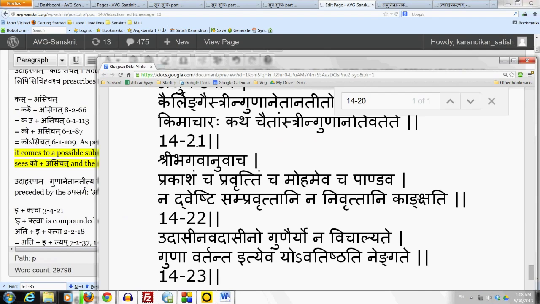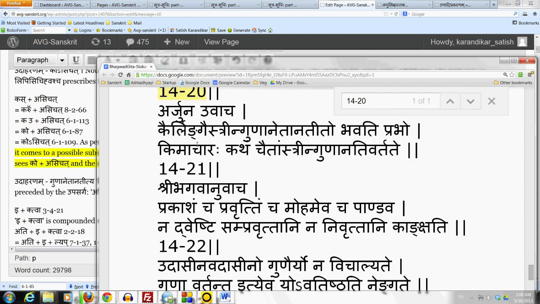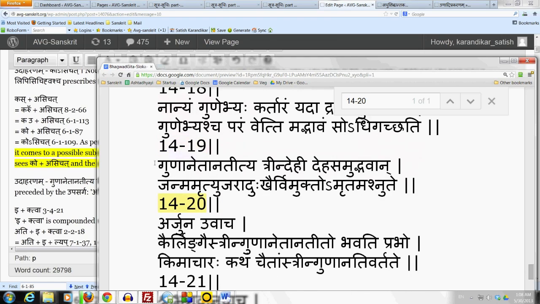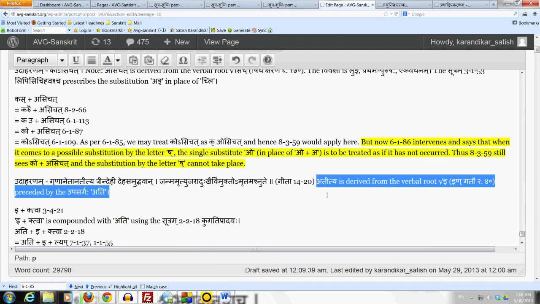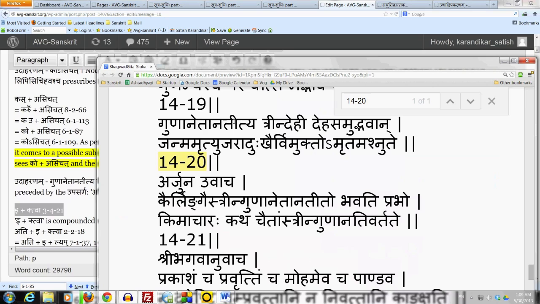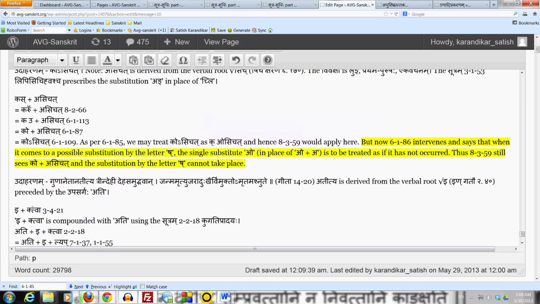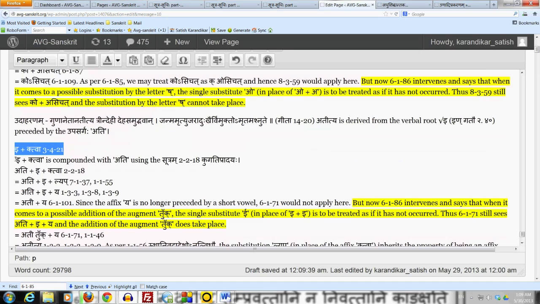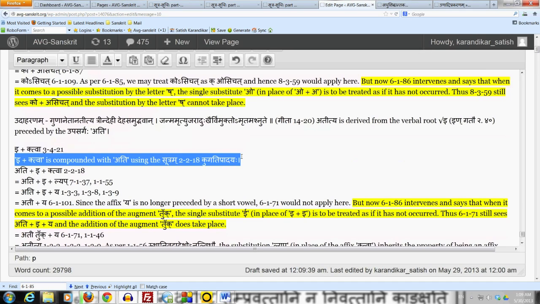Okay, now coming to our example here, let's take the example from the Gita. Gunane etanati tyatrin dehi deha samudbhavan janma mrityu jara dukkhair vimukto mritamashnate. Atitya, derived from the verbal root in gatau, preceded by the upasarga ati. We start by E plus ktva by 3421 samana kritrikayoho purvakale. We have here two actions, atitya having gone beyond, and then ashnute, he attains. And the preceding action is the action of going beyond, so therefore the verbal root E takes the affix ktva by 3421 samana kritrikayoho purvakale.